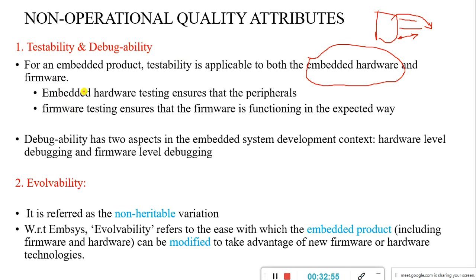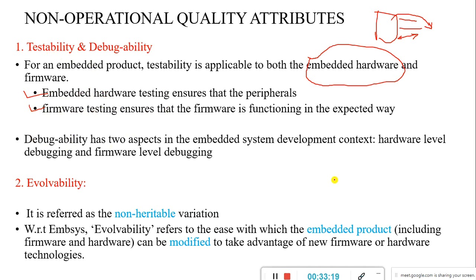That particular testing may be algorithmic testing, which is what we mean by embedded firmware, or it may be ensuring the peripheral ports, which is related to embedded hardware testing. So these two are very important in terms of testing, right?